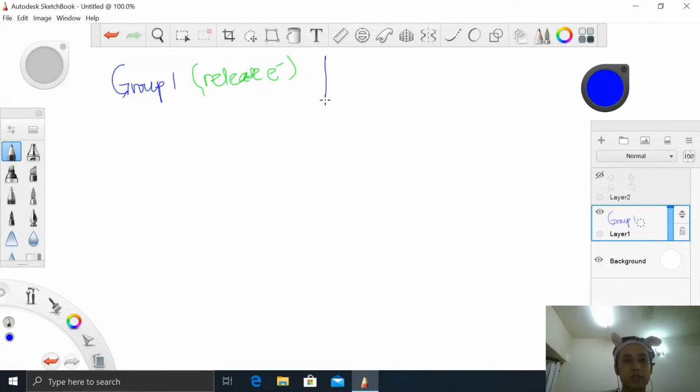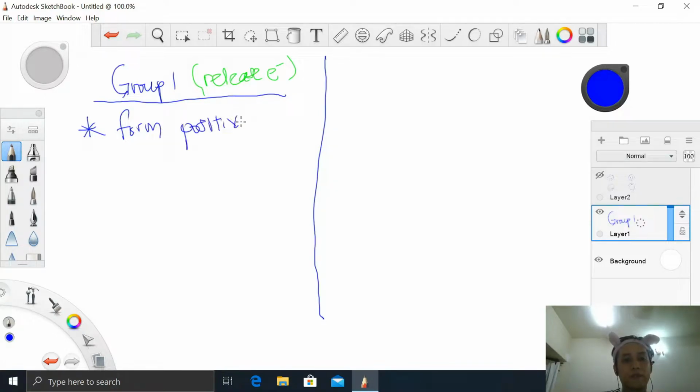All right, so basically group 1, they release electrons to form positive ions. Okay, so they form positive ions. So if you release electrons to form positive ions, the term given here is electropositive.